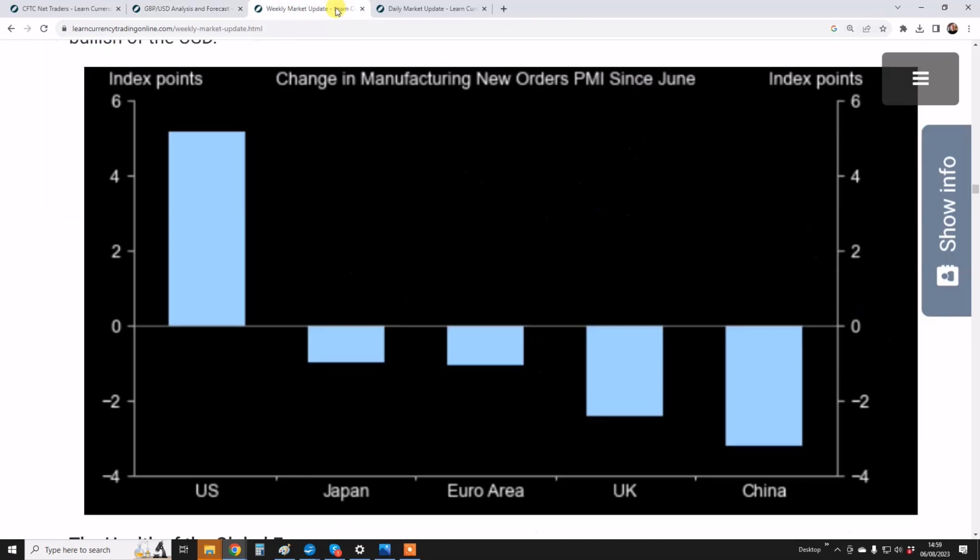Just want to show you another chart here. This is leading indicators, which is manufacturing new orders, PMIs since June. Look at the US, nicely above 0. The UK here, Eurozone here, both negative. Only China is doing worse on this chart. So you've got a combination in favor of the USD, which I think is a really good one. Good yield and a robust economy, and it can also get safe haven flows. We've got risk on in the markets at the moment.